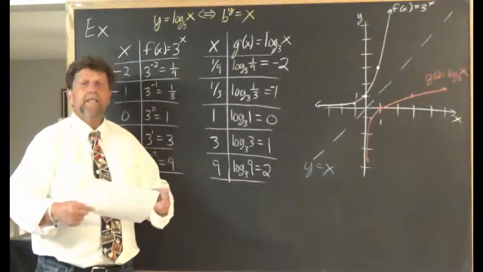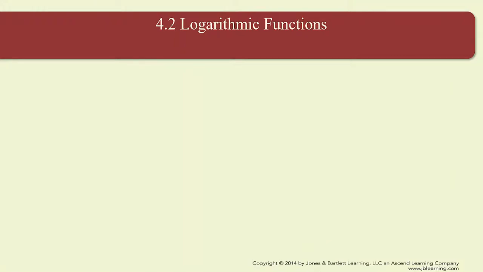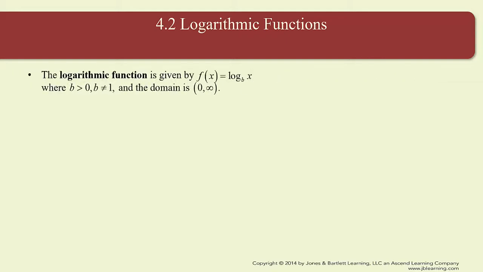But let's head back to the slides and see what more we're going to review about logarithms. All right, in that last example, we saw that those functions appeared to be inverses of each other, and that's because the logarithmic function is the inverse of an exponential function. The actual definition of a logarithmic function is f of x equals log base b of x, b greater than 0 but not equal to 1, and the domain of the logarithmic function is parentheses 0 to infinity. Another way to think of the domain is you cannot take the logarithm of a negative number.